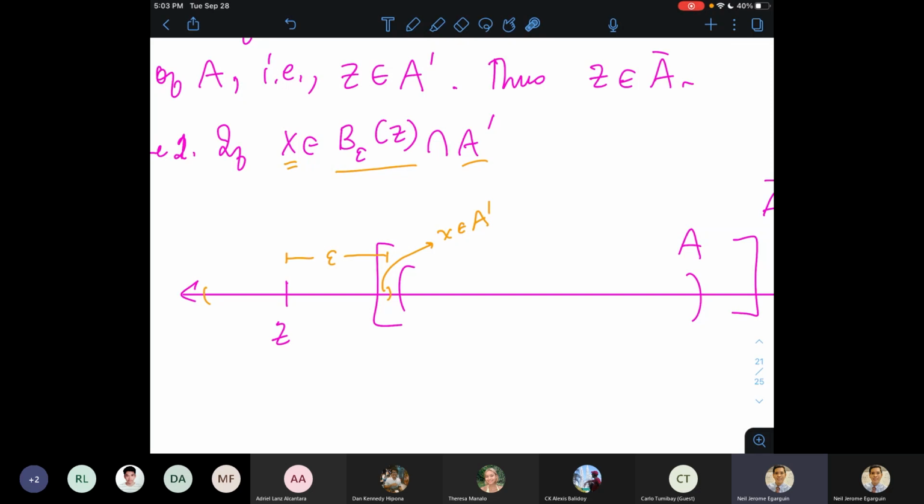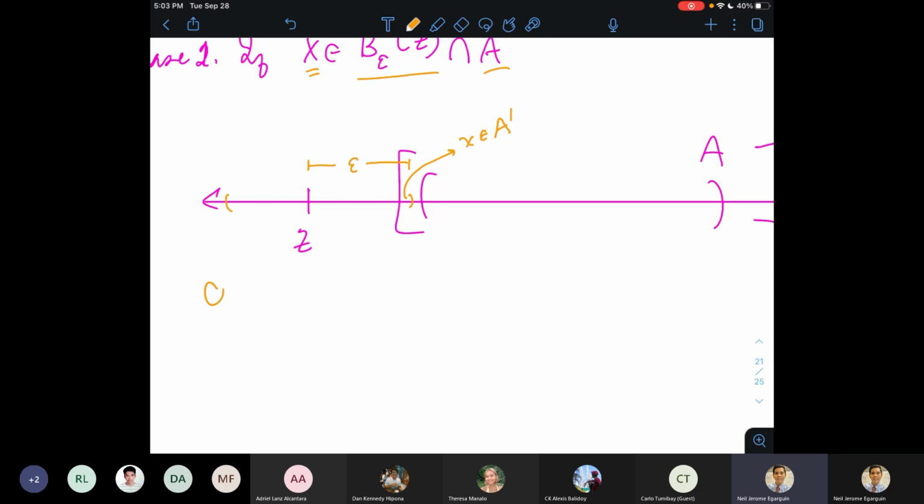Now, my claim is that Z is also in A prime. I want to show that Z is an element of A prime, that it is also a limit point of set A. So that means I need to find an element of the intersection.